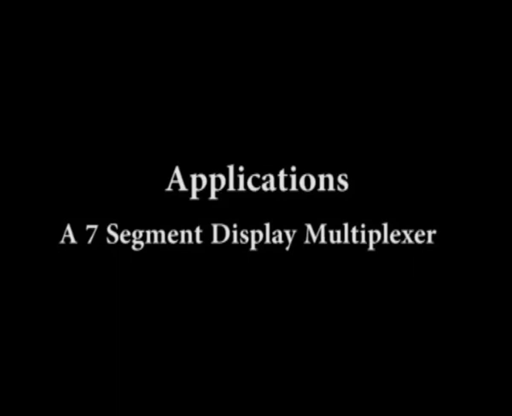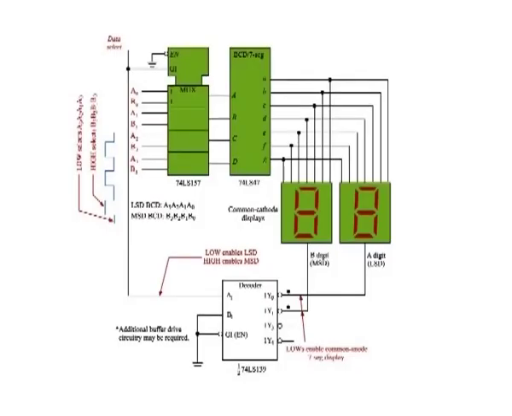Application: a 7-segment display multiplexer. Figure shows a simplified method of multiplexing BCD numbers to a 7-segment display. In this example, 2-digit numbers are displayed on the 7-segment readout by the use of a single BCD to 7-segment decoder. The basic method of display multiplexing can be extended to displays with any number of digits.